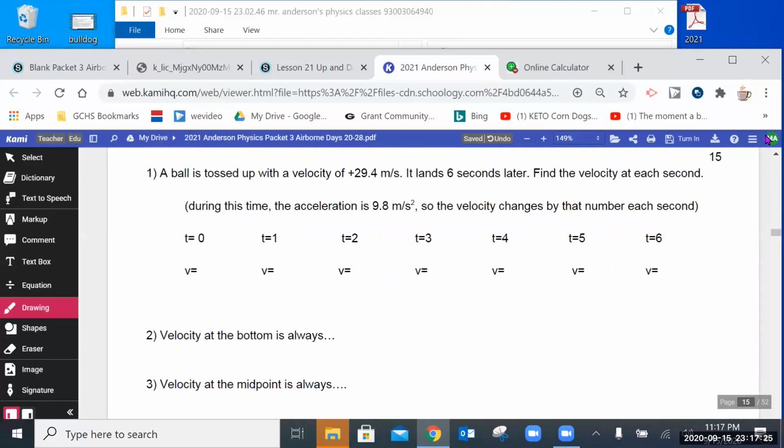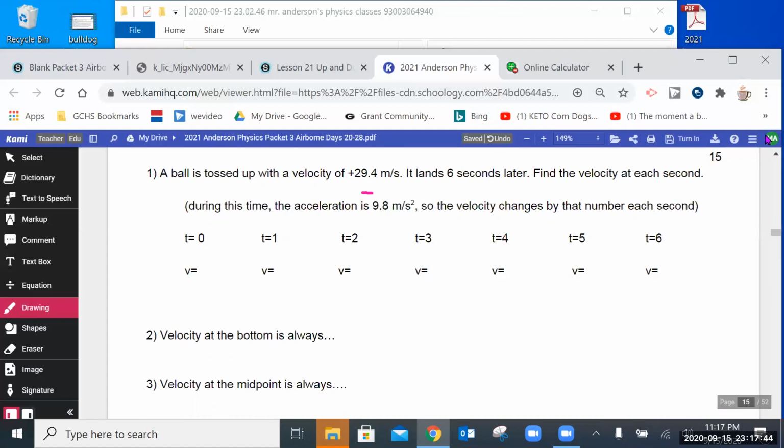Number 1, a ball is tossed up with a velocity of 29.4 meters per second. It lands 6 seconds later. Find the velocity at each second. During this time, the acceleration is negative 9.8 meters per second squared. So the velocity changes by that number each second.